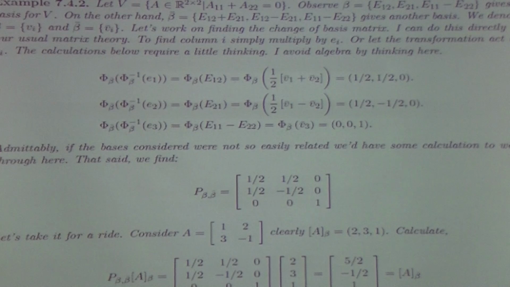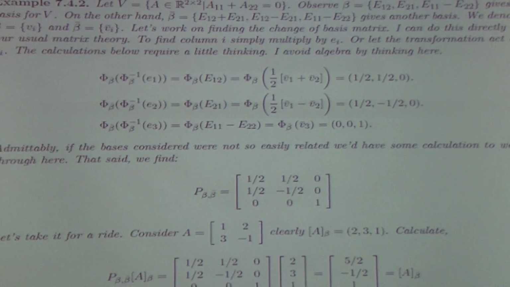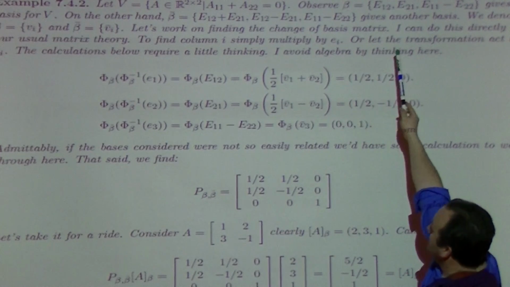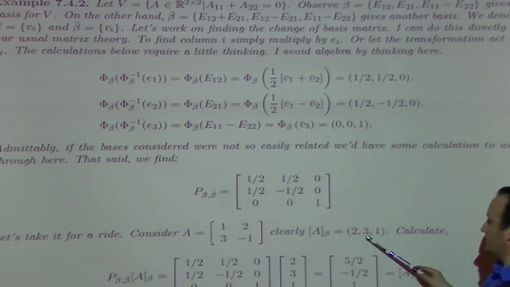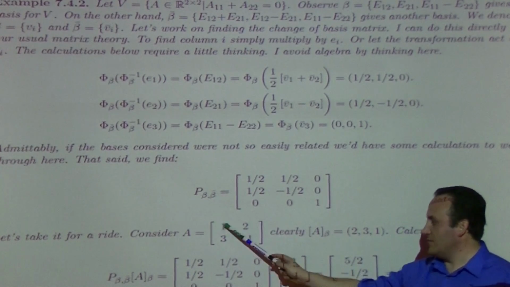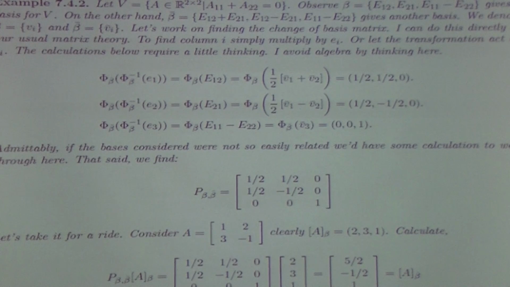Now, I think it's better if you actually see how it works though, right? So I take a matrix. Here's a matrix A, 1, 2, 3, minus 1, which is the matrix which has coordinates in the beta system, 1, 2, 3. Oh, I'm sorry, I can't do math. 2, 3, 1, right? Because the first one was E12, which is where the 2 is. The second one is E21, which is where the 3 is, so that's why I had 2, 3. And then the 1, because the last thing in the beta coordinate system is E11 minus E22. So there are the coordinates of A with respect to the beta system.